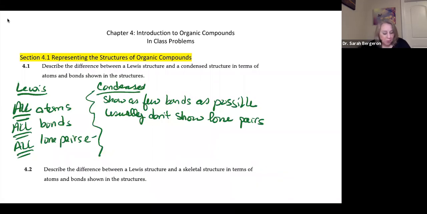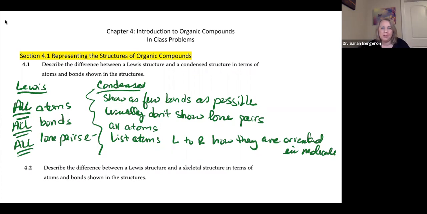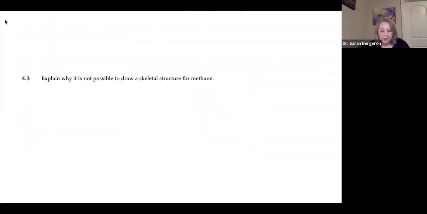We're going to show in a condensed form all atoms. We're definitely going to show all of our atoms, but we're going to list those atoms how they are in the actual molecule. So we're going to list them from left to right, how they are shown and maybe oriented in the molecule. It's going to make more sense once we do some at the bottom, right? And so this shows the connection between atoms. That's why we want to list them left to right, because it's going to give us some more information about those molecules, right?